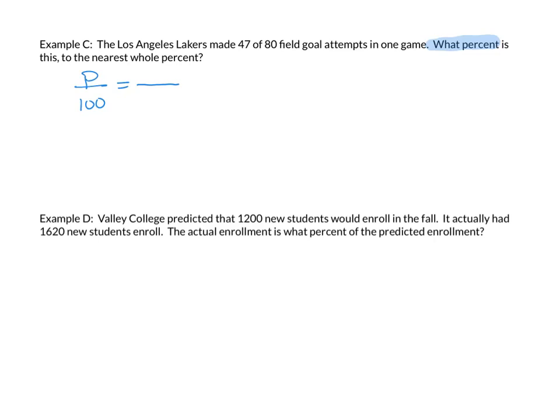all right, which one of these is the part and which one is the whole? Well, 80 field goal attempts, that was how many were attempted in the game. So we get 80 on the bottom. They made 47 of these, so we're going to put 47 on top. And then we go ahead and cross multiply. We get P times 80 is 80P. 100 times 47 is 4,700.